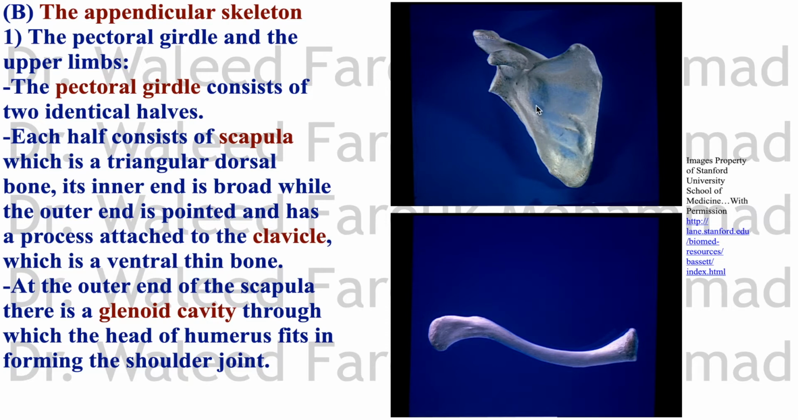Don't forget that the inner part is broad and the outer part contains the glenoid cavity, and it has a process that articulates with the clavicle. This is the clavicle, to form the pectoral girdle, which is the only bony connection of the upper limb with the body. Okay, and do not forget the shoulder joint that's formed between the head of the humerus that we will study later and the glenoid cavity. Okay, so let's proceed.